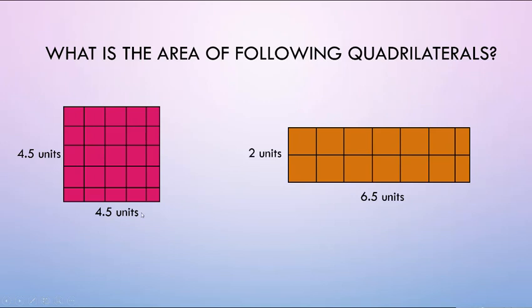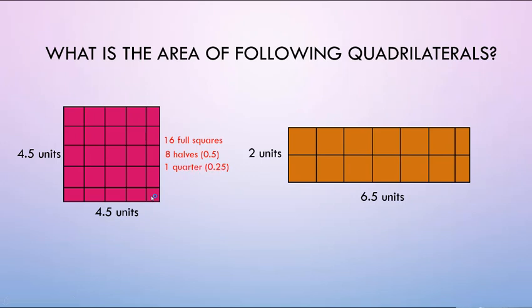We have the square with 4.5 units each side. So let's count how many small squares we have inside. 1, 2, 3, 4, 5, 6, 7, 8, 9, 10, 11, 12, 13, 14, 15, 16. So 16 full squares. How many halves? 1, 2, 3, 4, 5, 6, 7, 8. And we have 1 quarter.